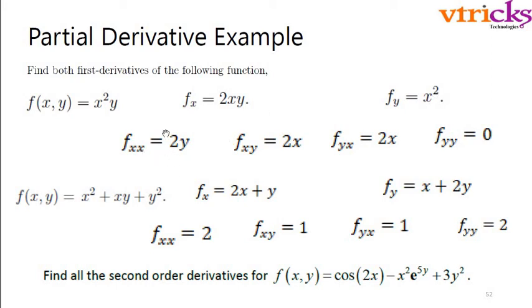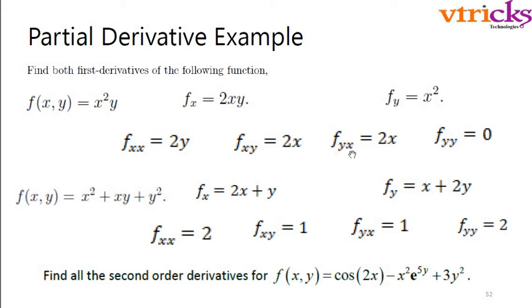And now when I am differentiating fx again with respect to x, y is treated as a constant. So the differential of x is 1, so I will get a 2y. And fxy is now, I am differentiating this with respect to y. When I differentiate with respect to y, it will become 1. So fxy is 2x.